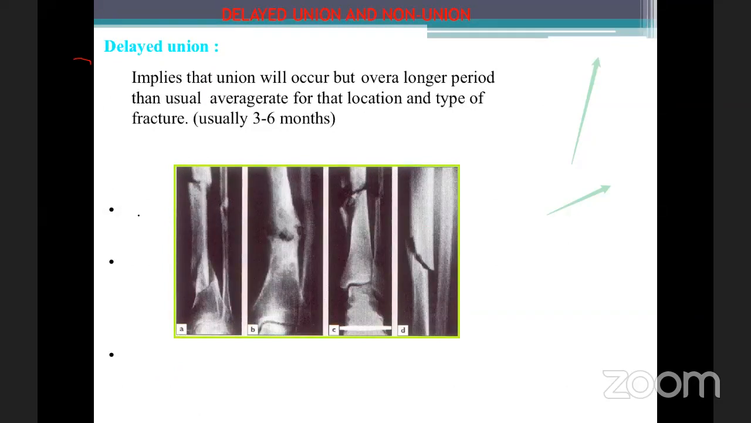Next important topic is delayed union and non-union. What is delayed union? It implies that union will occur over a longer period than the usual average rate for that location and type of fracture. So I hope you know the stages of fracture healing: hematoma, stage of inflammation, stage of callus formation, consolidation, and remodeling. Whenever the callus fails to occur or the consolidation fails to occur within the stipulated time, consolidation has to usually occur within 3 months. So when consolidation is not occurring within 3 months, you call it a delayed union.